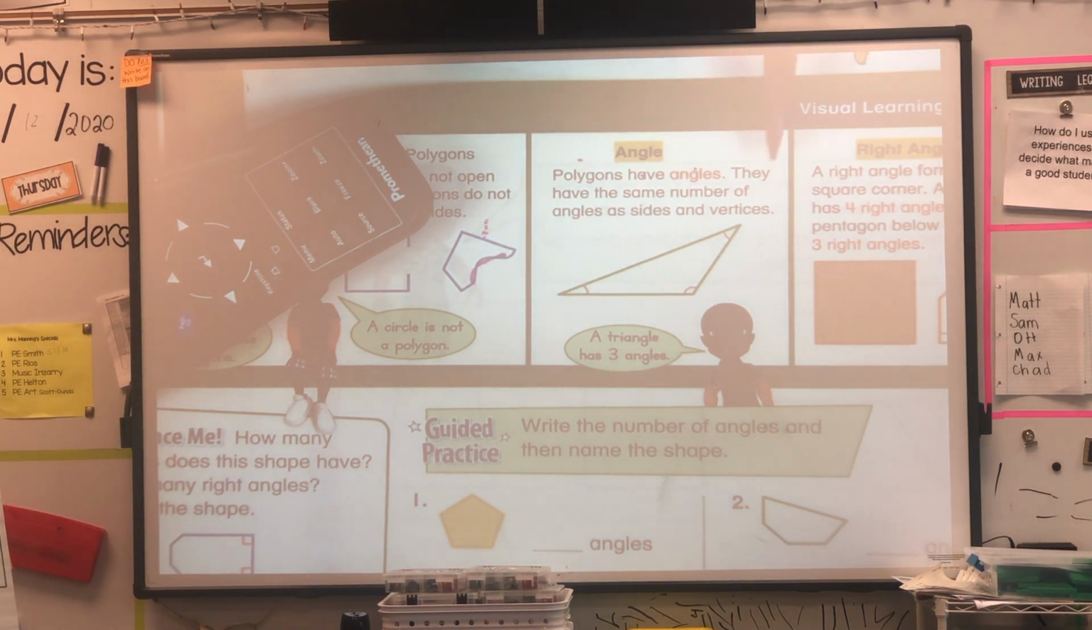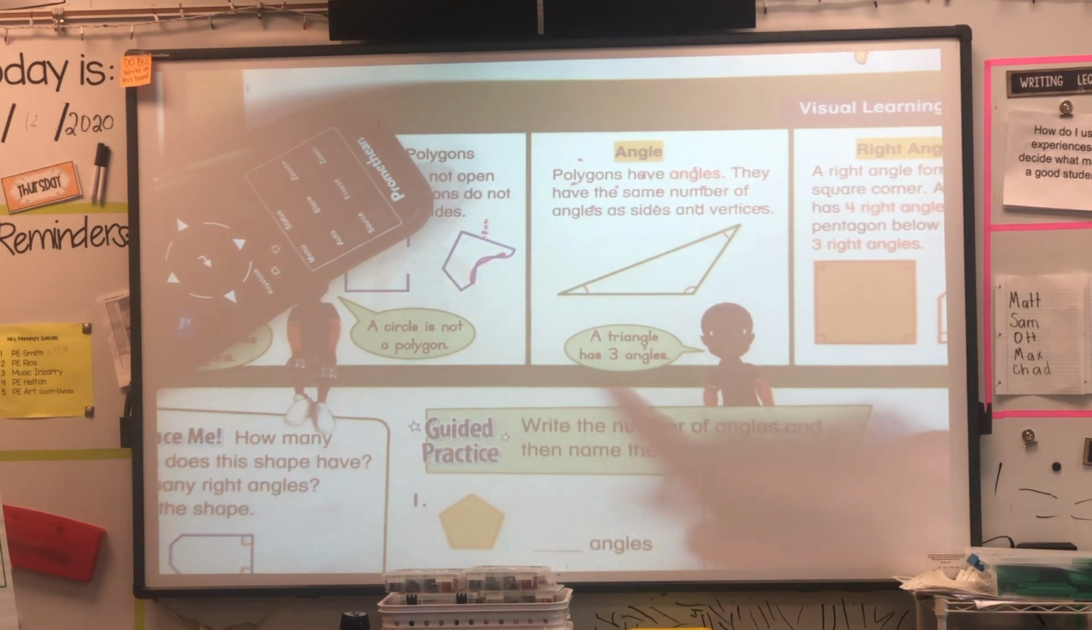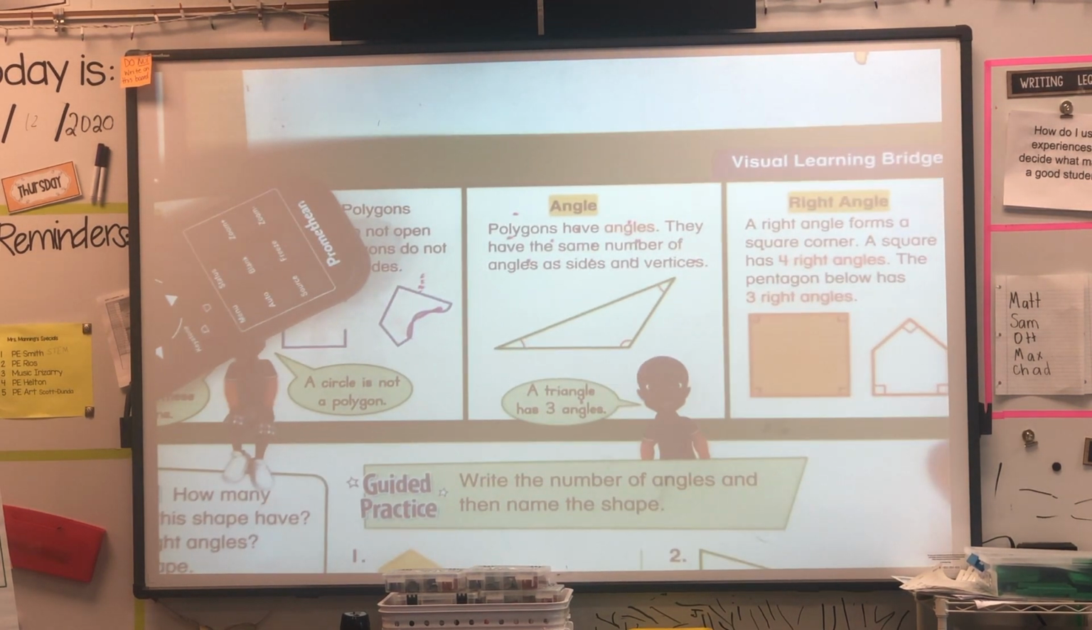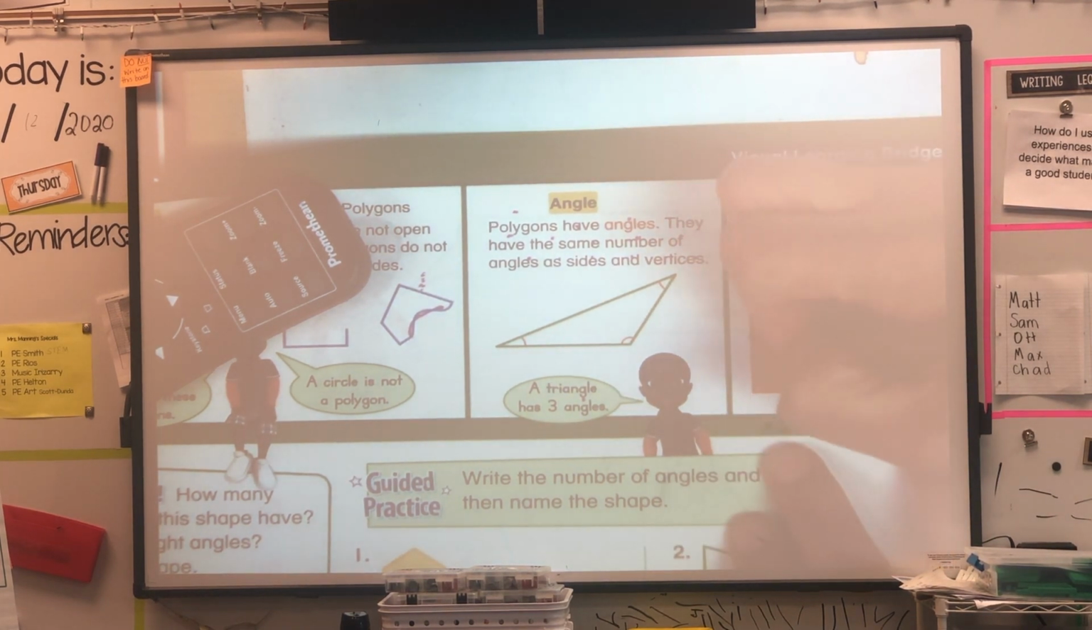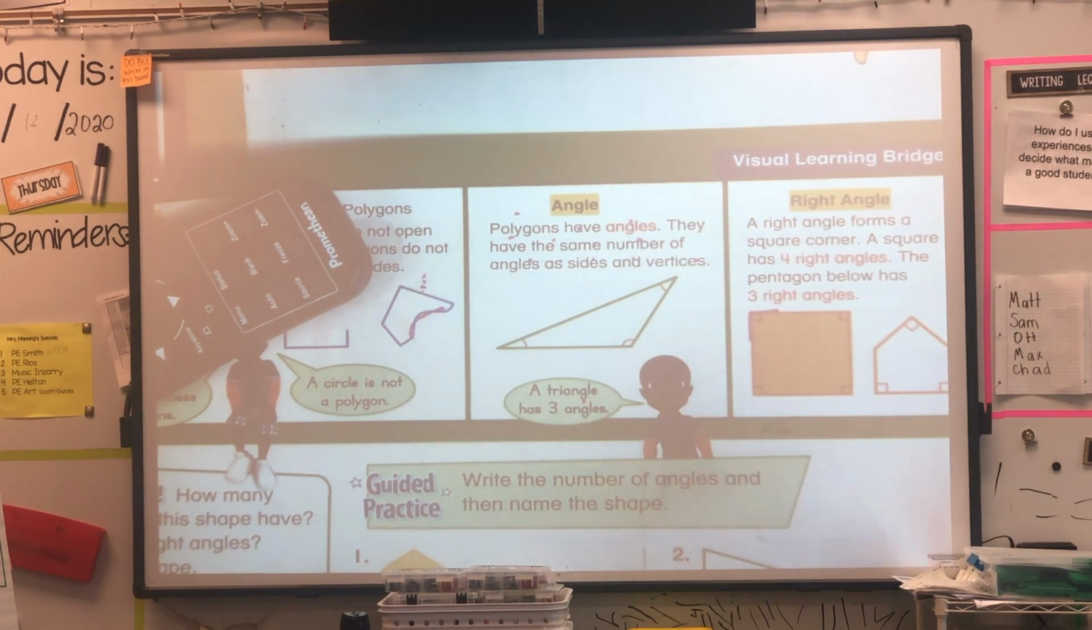Polygons have angles. They have the same number of angles as sides and vertices. So a triangle has 3 sides. This is my absolute favorite math term ever, right angle. A right angle forms a square corner. It forms a square and makes a sharp 90-degree edge, okay?